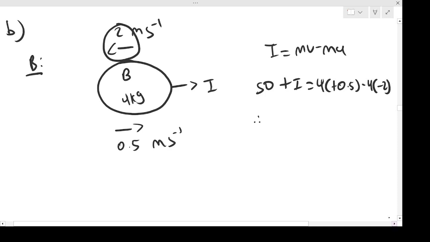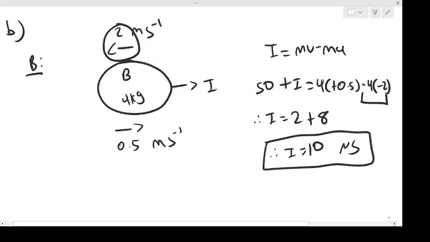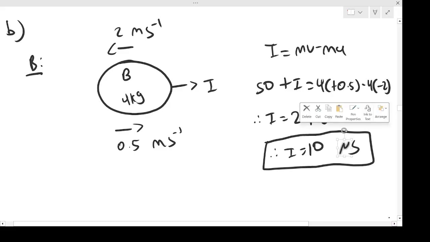So we get I to be 4 times 0.5, which is 2. And then minus 4 times minus 2, that's a double negative, so minus 4 times minus 2 is plus 8. Therefore the impulse is 10. And you know you've done it right if your diagram makes sense, because you shouldn't get any dodgy negatives. You should get a positive answer here, so you should know that that's how you've done it right. But anyway, the impulse is 10.